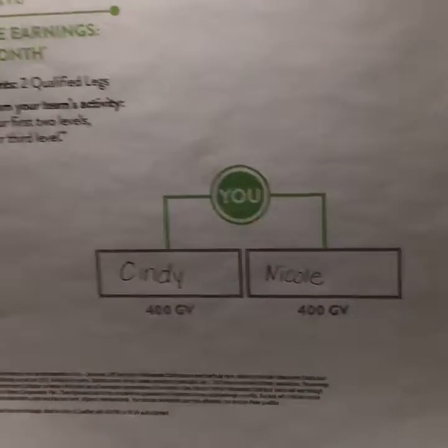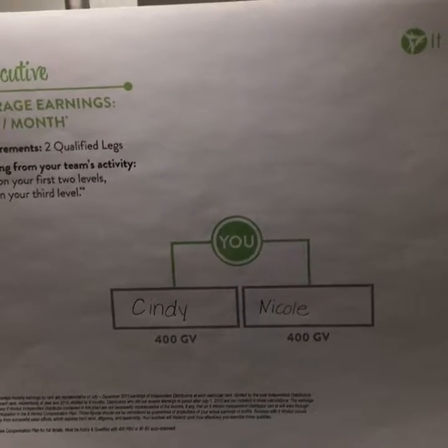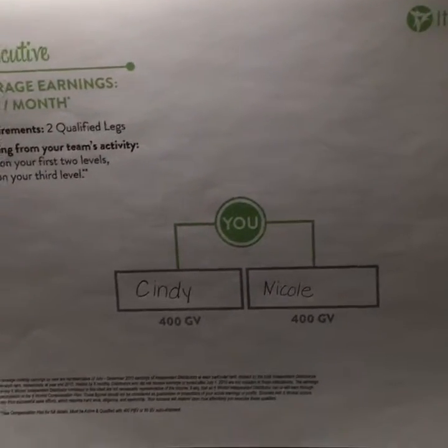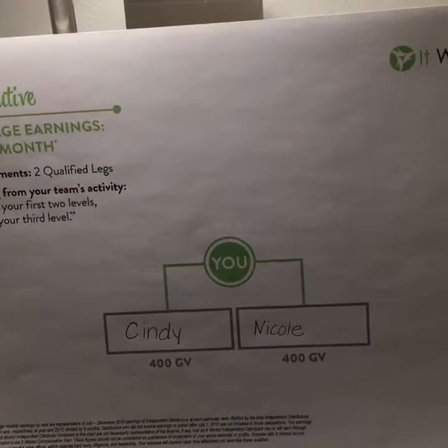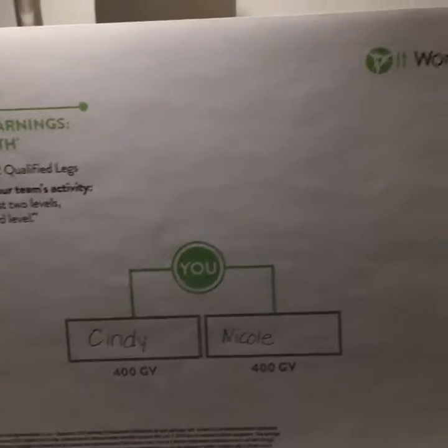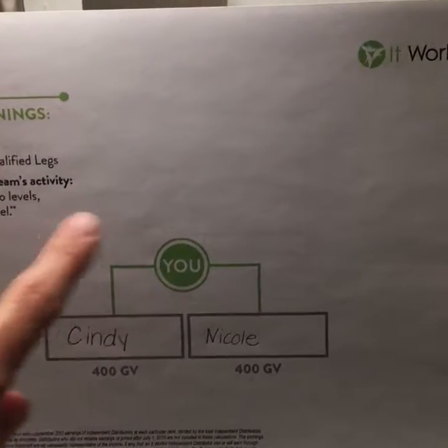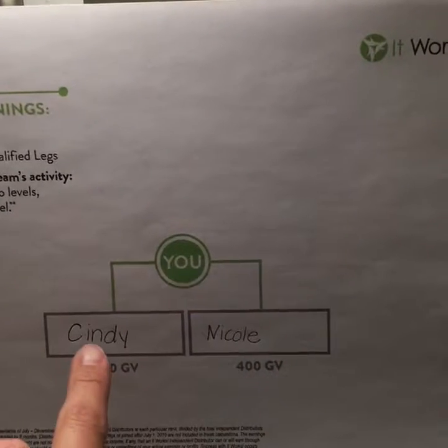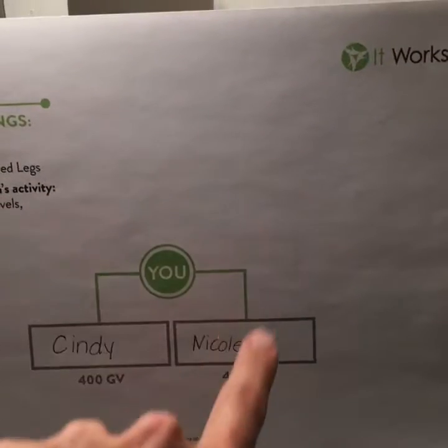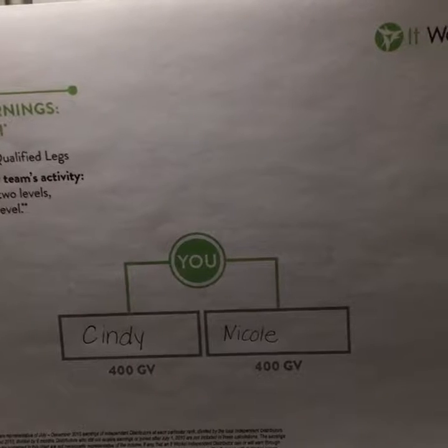So your first chart, and I just use some basic names. This is our executive chart. So if you're just getting started, this is where you're starting. You are at the top, and then there's two boxes. Boxes represent distributors. And then you can see that those are qualified legs. It says 400 GV. That just means that this is you, and you signed your distributor Cindy, and you signed a distributor Nicole. And as soon as Cindy has 400 group volume and as soon as Nicole has 400 group volume, then you are promoting to executive. So that is your very first goal that you're looking for.